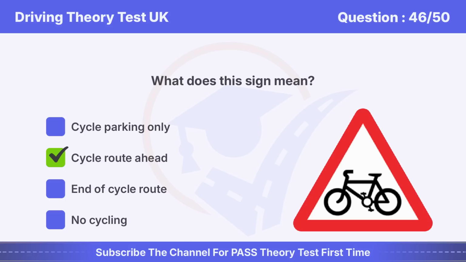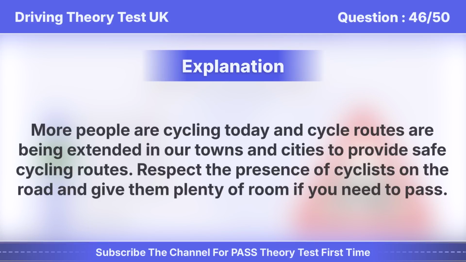Answer is B, cycle route ahead. More people are cycling today, and cycle routes are being extended in our towns and cities to provide safe cycling routes. Respect the presence of cyclists on the road and give them plenty of room if you need to pass.